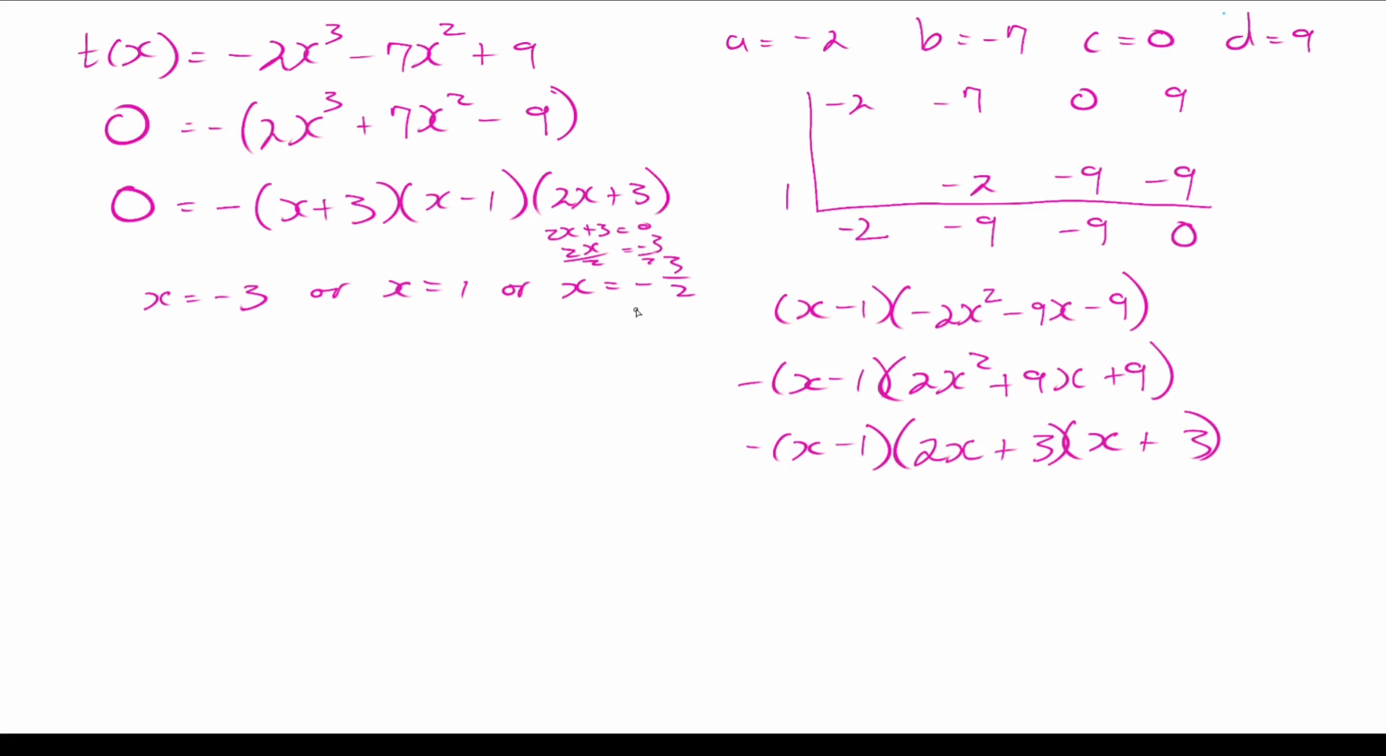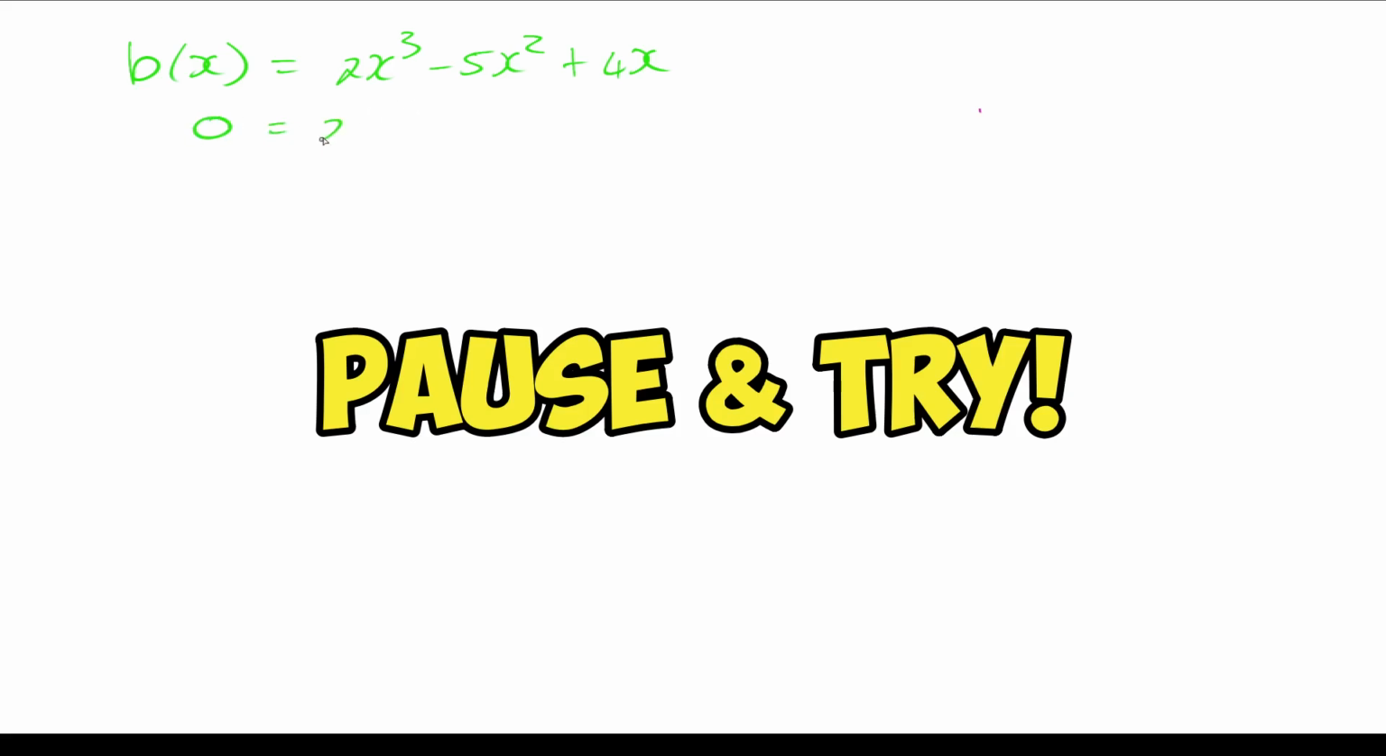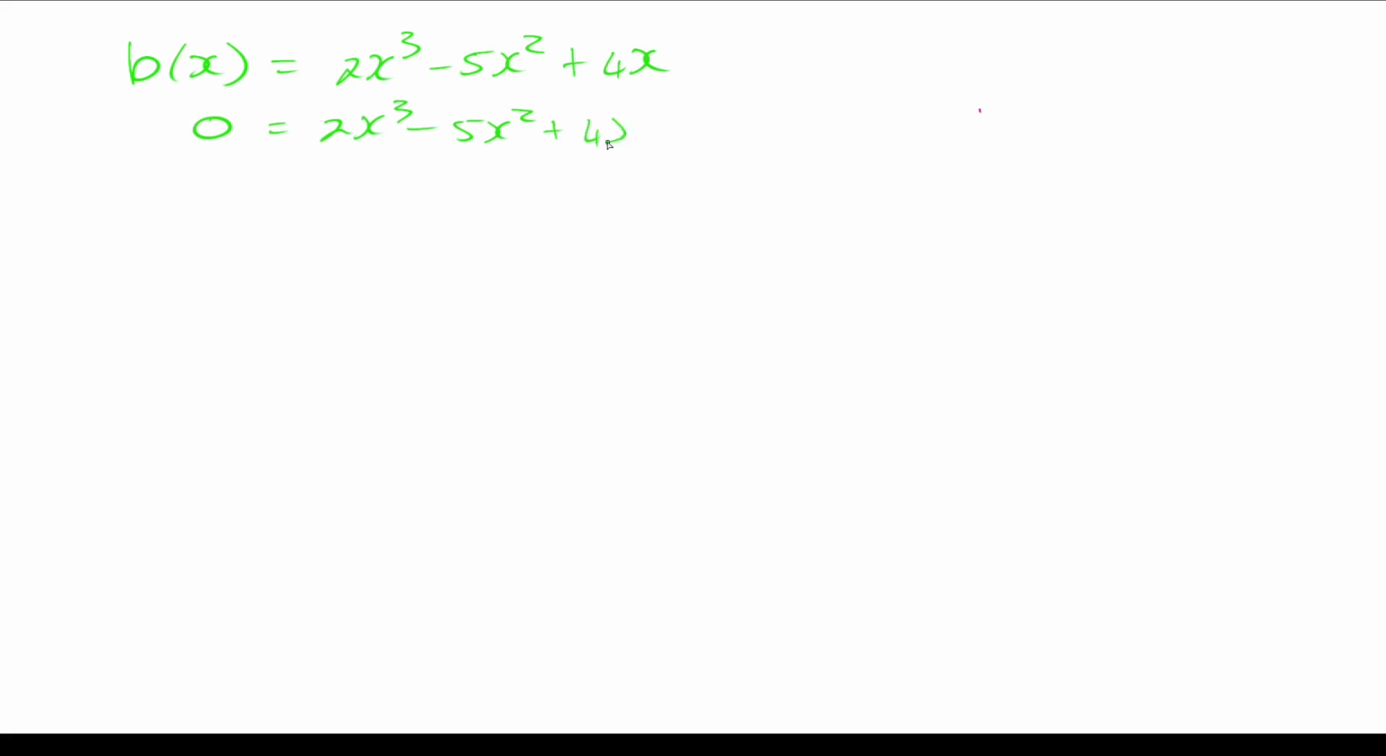Last one, also funny bunny, but in a good way. B of x equals 2x to the 3 minus 5x squared plus 4x equals 0.